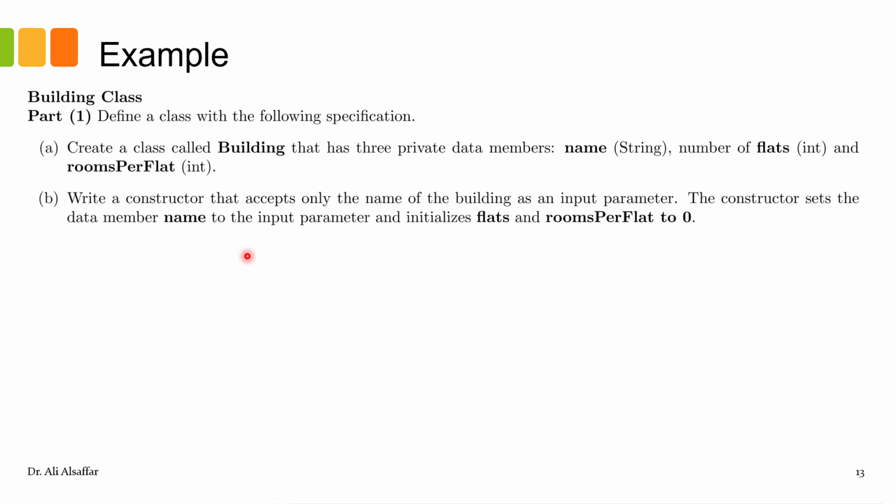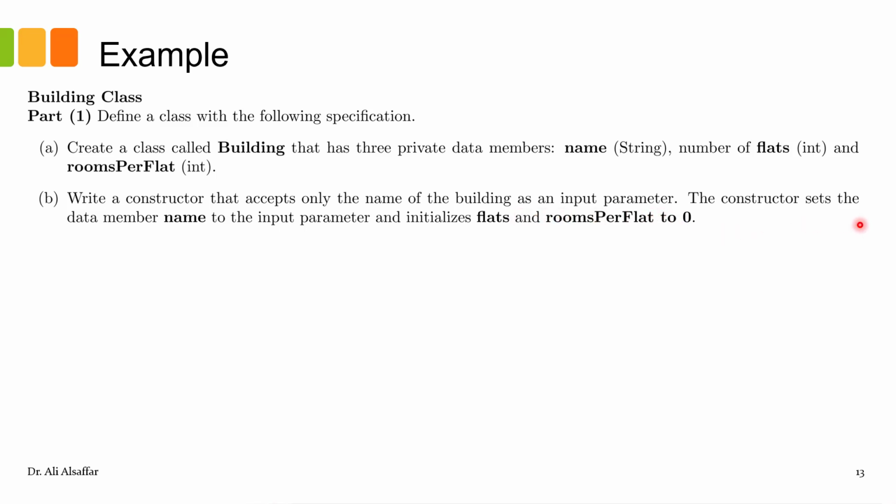In the second part, we need to create a constructor that accepts. When it says accepts, it means it has an input parameter. A constructor that accepts only the name of the building. And where is the name of the building in the data members? So this is the name of the building. So it accepts only one input, which is the name of the building, as an input parameter.